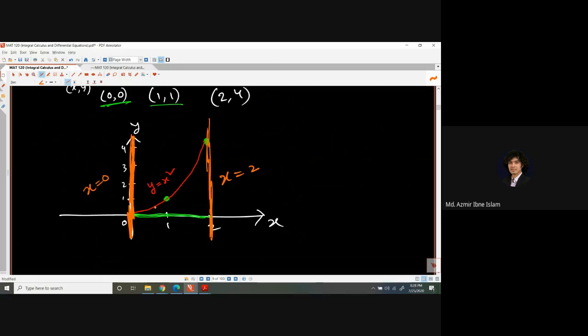Now what we can say is we are finding the area under this function y equal to x squared above the x-axis from x equal to 0 to x equal to 2, and the area will be this one. Okay, and this area must be equal to 8 over 3.